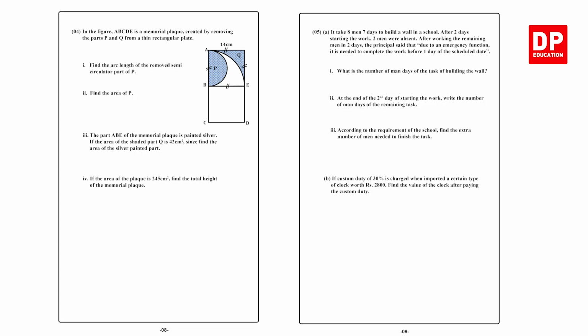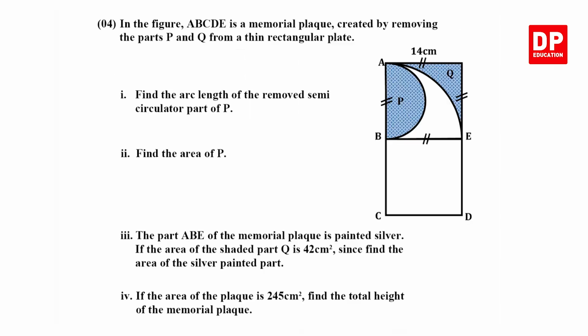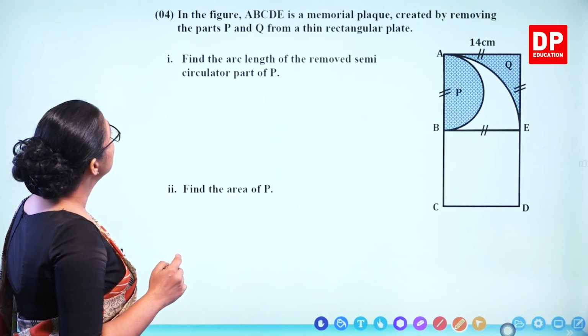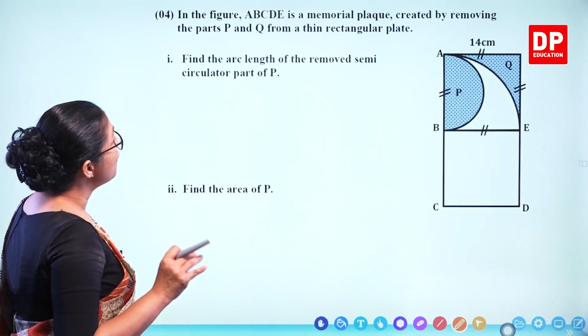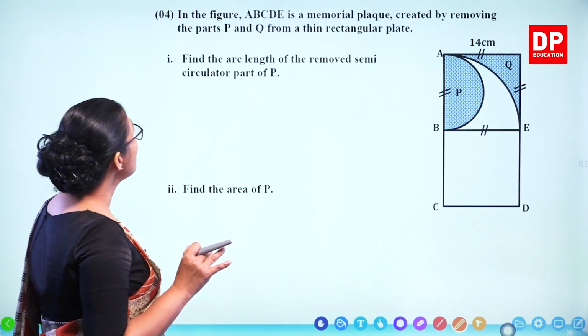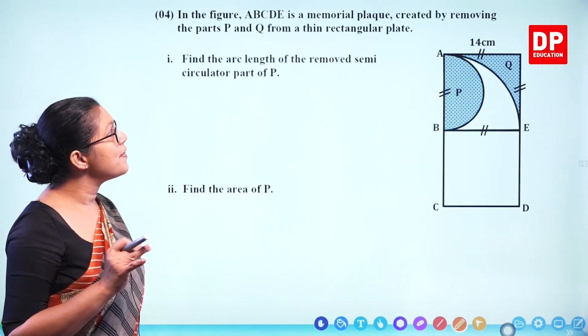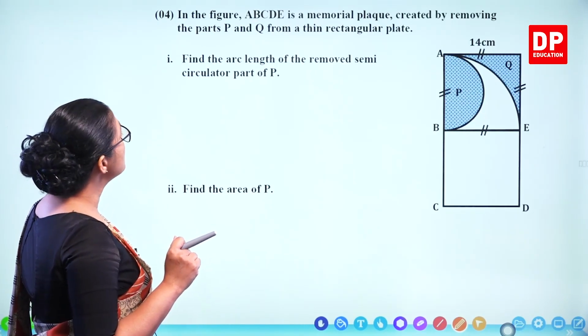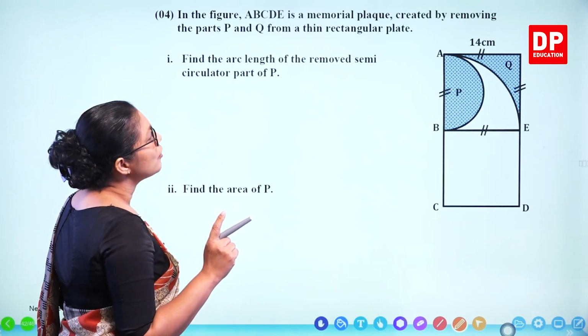Now you can try the last 2 questions in paper 1. Now you can do question number 4. So you get 4 parts there. So we'll do separately all 4 parts. First part, it says in the figure ABCDE is a memorial plaque created by removing the parts P and Q from a thin rectangular plate. Find the arc length of the removed semicircular part of P.